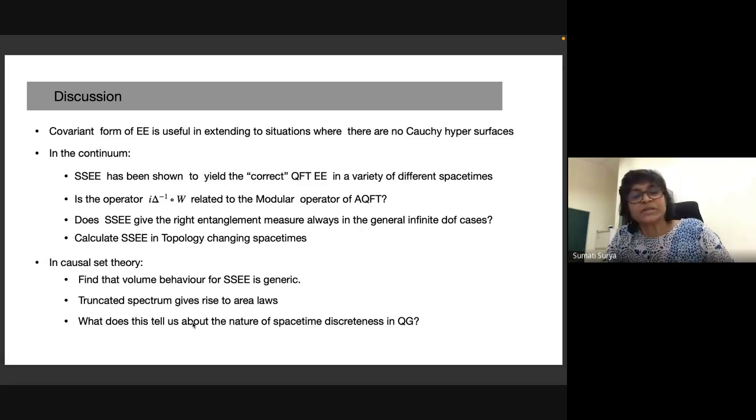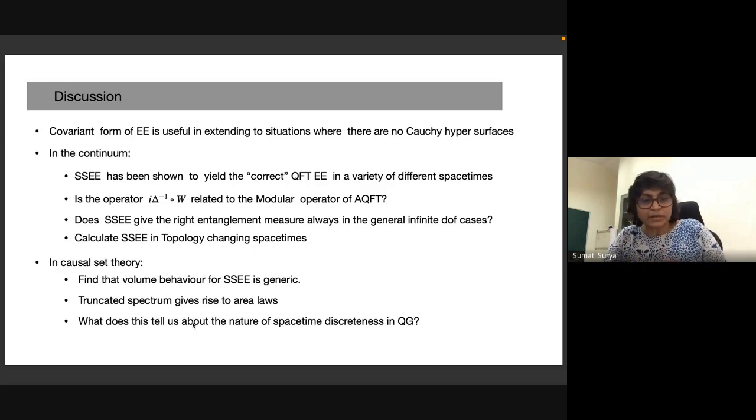I think one interesting question is also to look at topology changing spacetimes and see whether, in that instance, even in the continuum, we can make sense of the entanglement entropy. What is it a measure of? What does it tell us about the region and the nature of that entanglement?